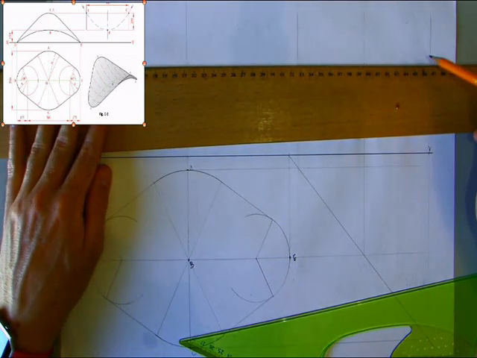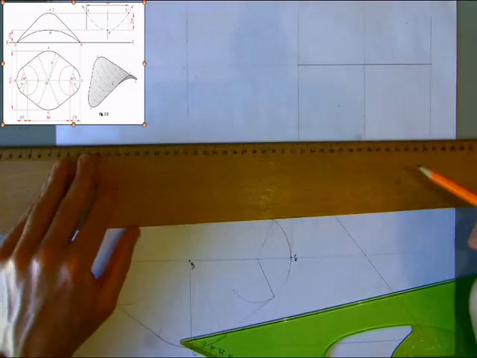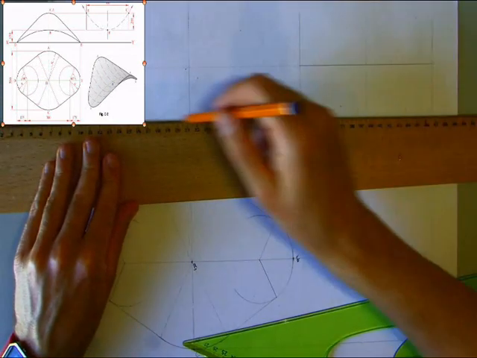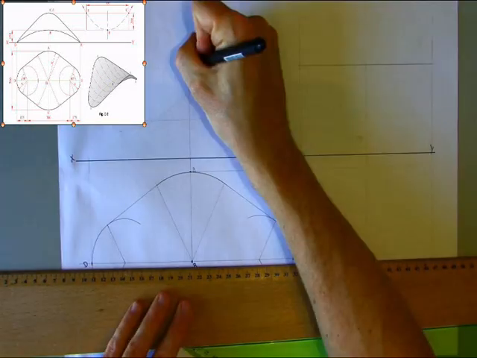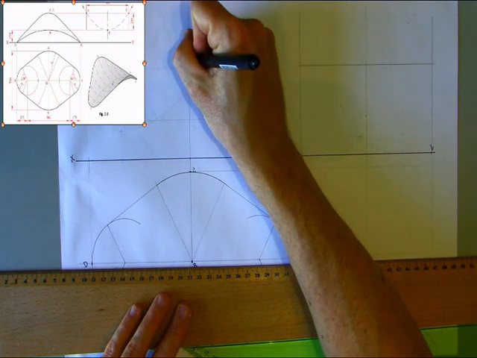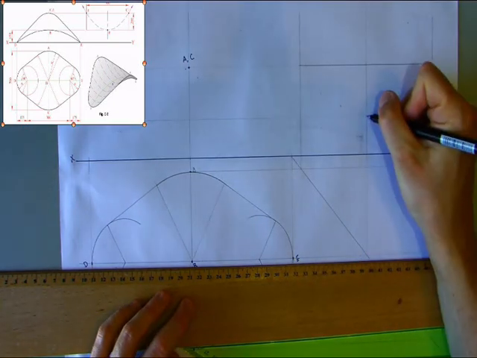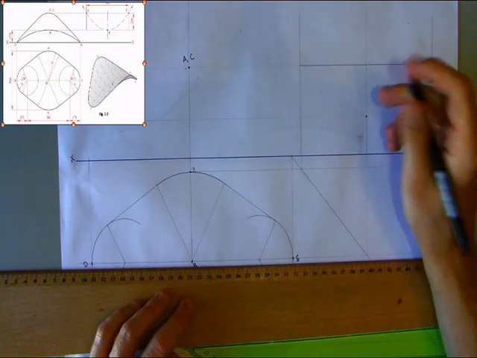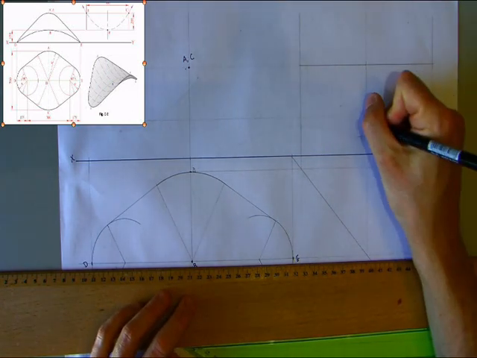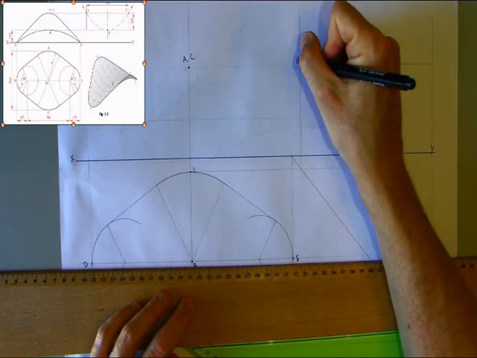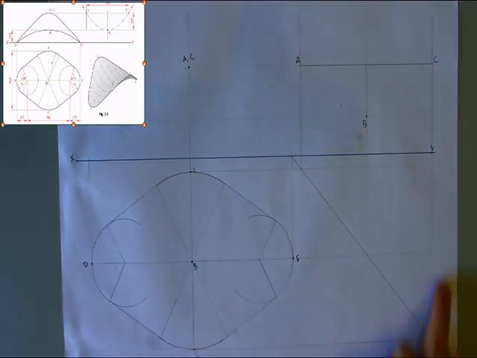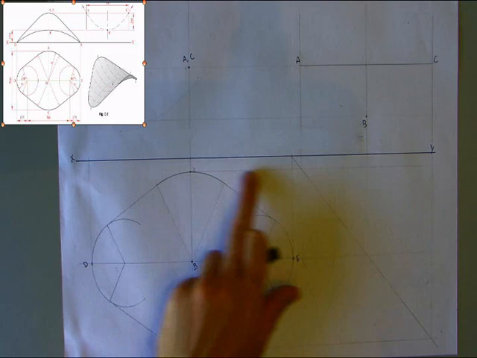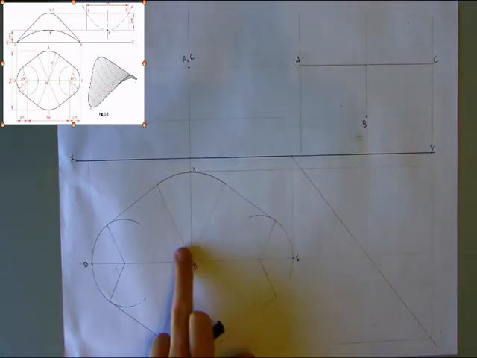Again, we're going to bring that with light pencil all the way across, because we're going to need them in both views. And again, the labeling is going to be key here. So this is point A and C. This here is, according to the question, point B, point A, and point C. And again, that matches up from our plan view.